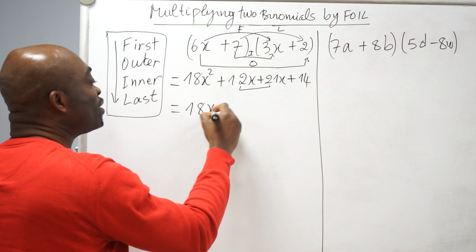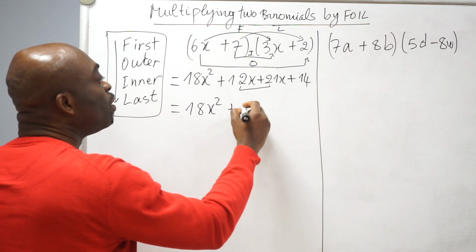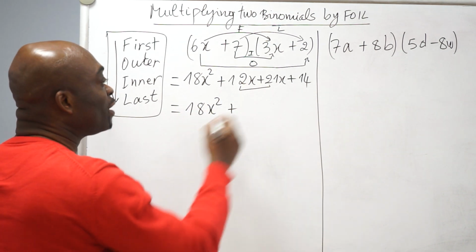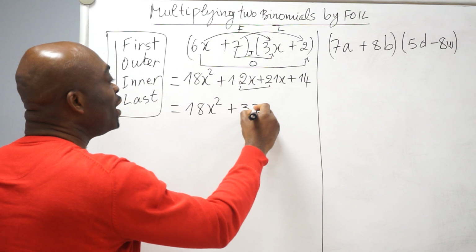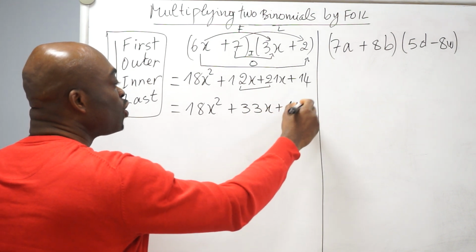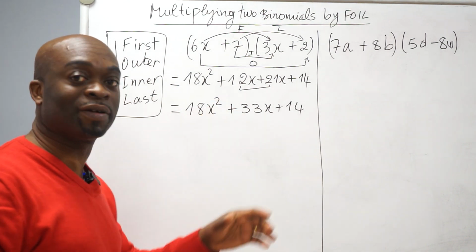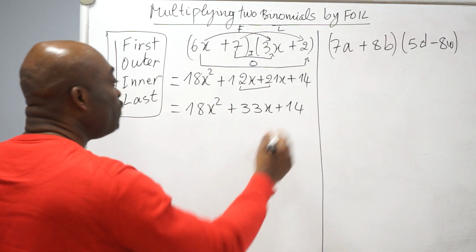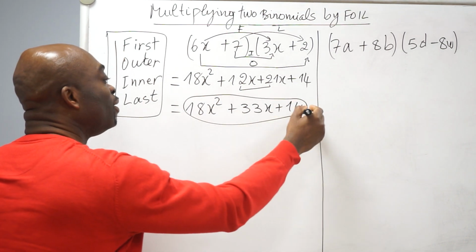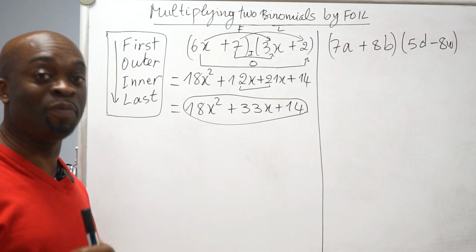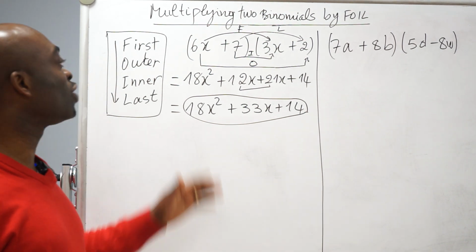So just bring down the 18x squared plus what is 12 plus 21? That will give us 33x plus 14. So we end up with 3 terms here. Are we done? Yes, because we have no other like terms to bring together. So we finish here. Ladies and gentlemen, we are good. We're learning. We're moving. Okay? So that's for the first question.